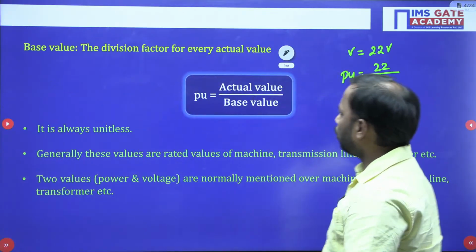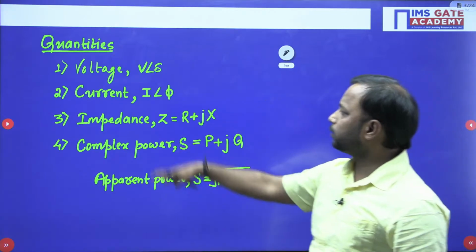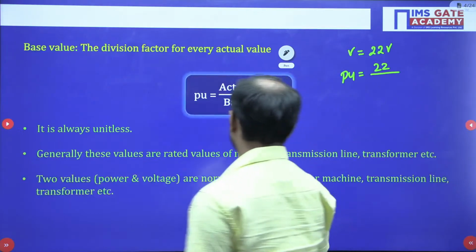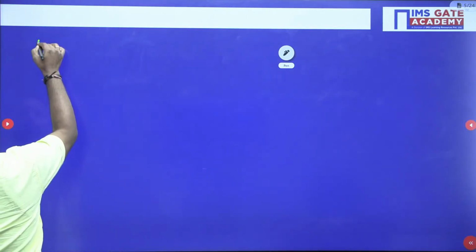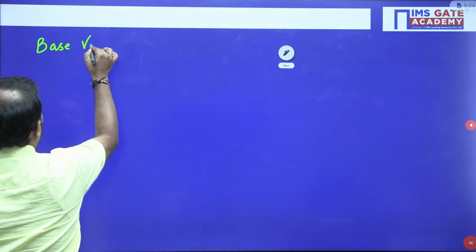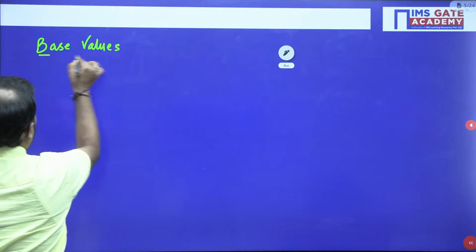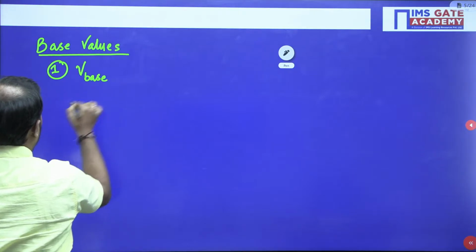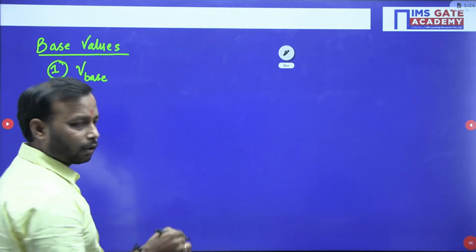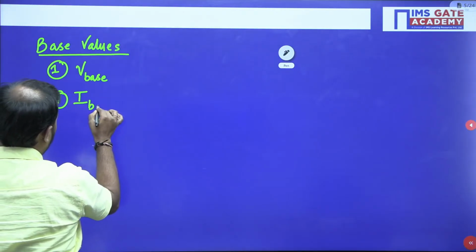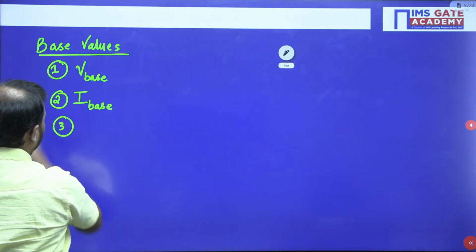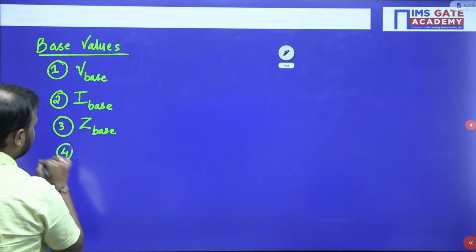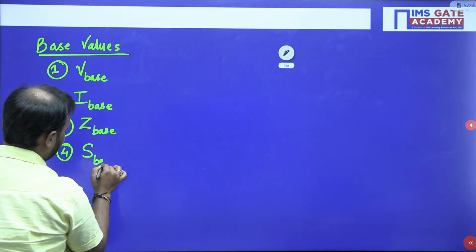Done. So as I told you, we are going to have the four quantities. Depending on these four quantities, we need to assign four base values. So let me take the base values. For the first one, the voltage, let me take the base value as V base. Second one was your current, so the base will be I base. Third, impedance, so that base value will be Z base. And the fourth one, the power, will have the base S base.